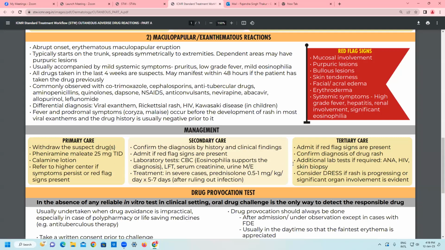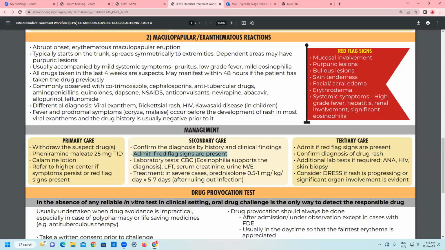But at secondary level, it is very important. Confirm the diagnosis by history and clinical findings. Admit if red flag signs are present. Admission is for 2 purposes: to look for systemic involvement and the evolution of the drug reaction. A drug reaction may become static after some time, maybe a few hours, but if it is deteriorating further, that means you have to be more aggressive in treatment.